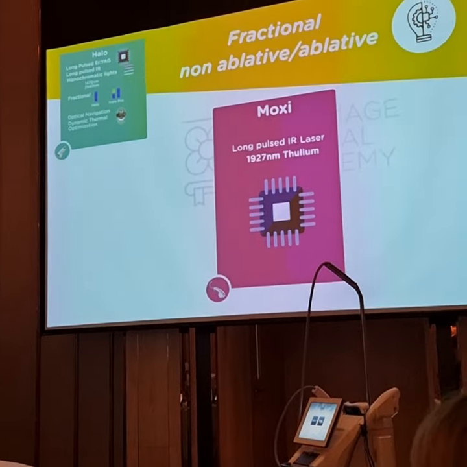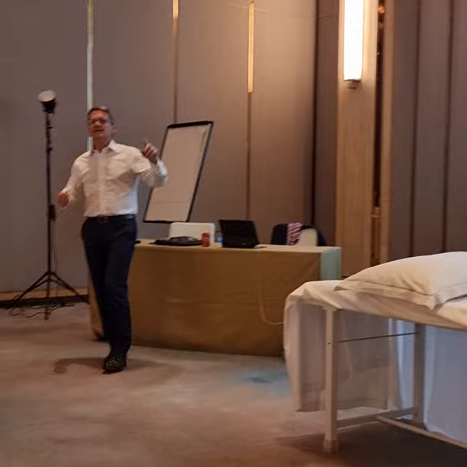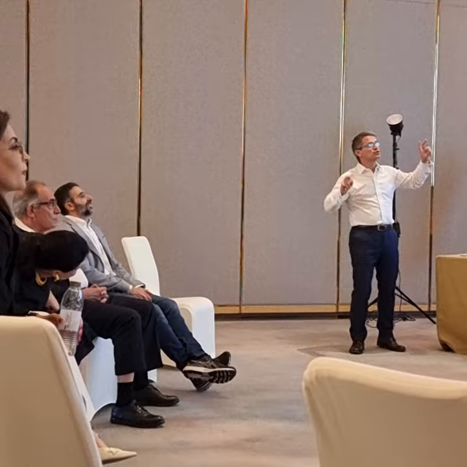What is MOXI? MOXI is basically a 1927 thulium light laser. It's not really a thulium laser. It's a thulium light because it uses a diode of 1927. So we cannot see the thulium laser, but it uses the same wavelength.